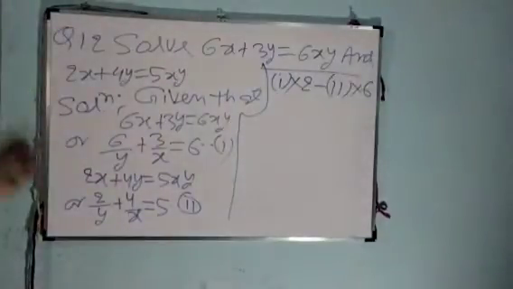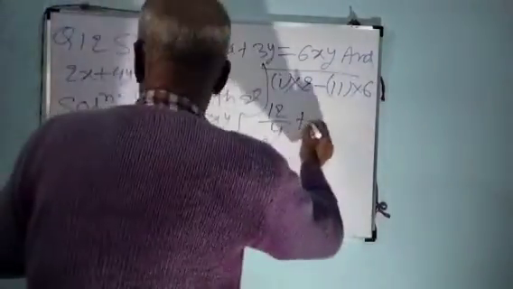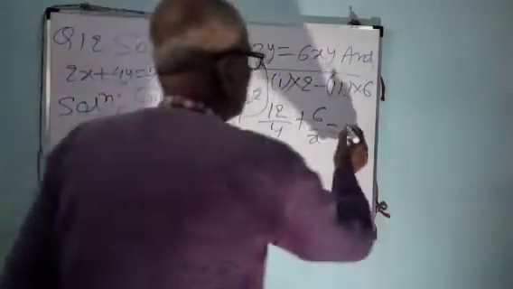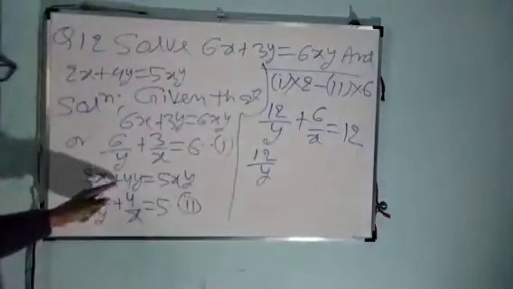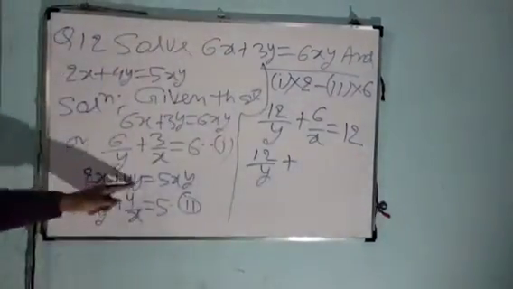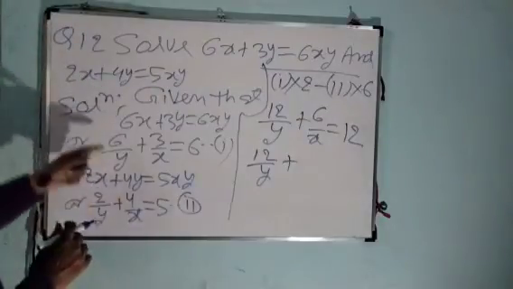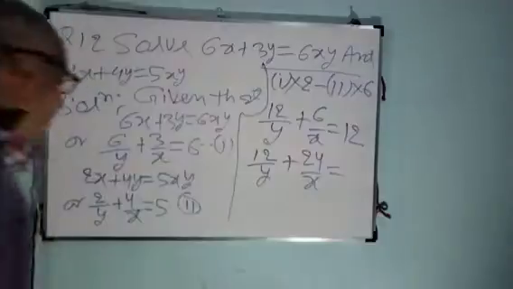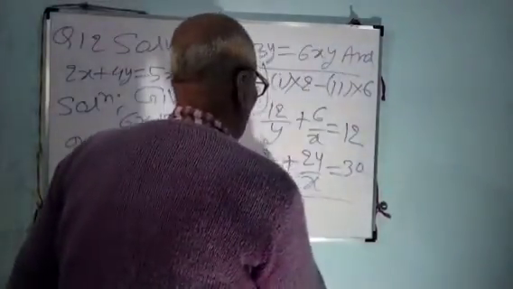Let us see. 12 by y plus 6 by x is equal to 12, and 12 by y plus 24 by x is equal to 30, since 6 fours are 24 and 6 fives are 30. We change the sign and subtract.